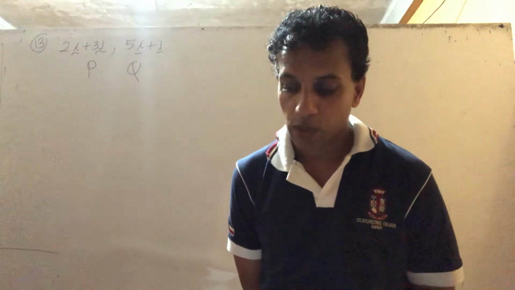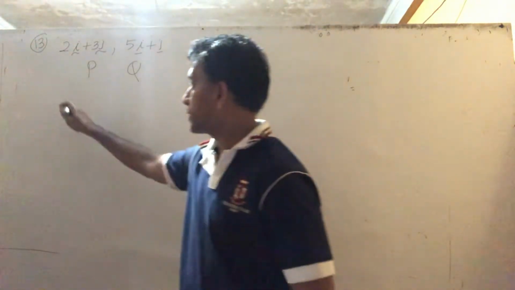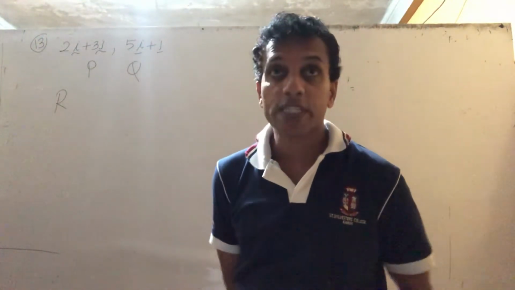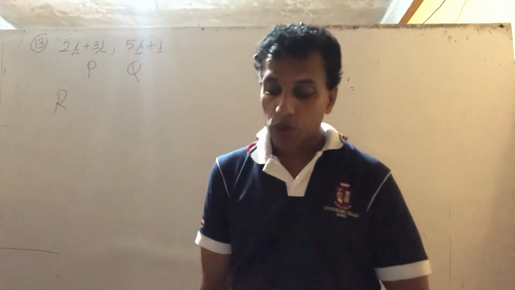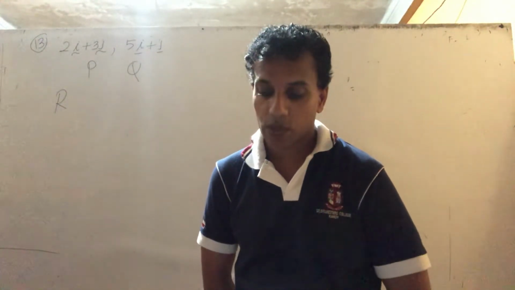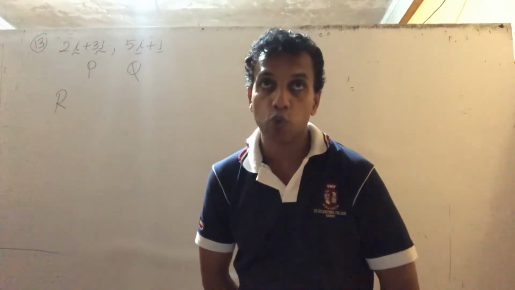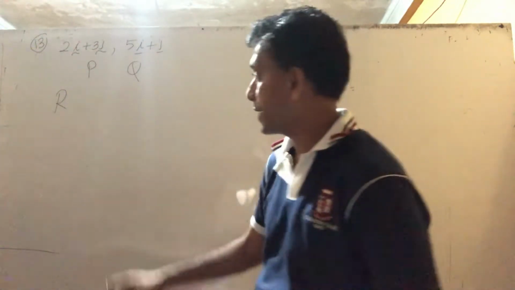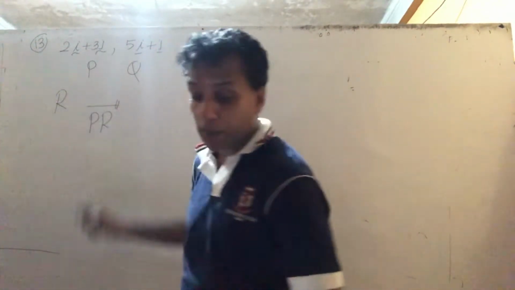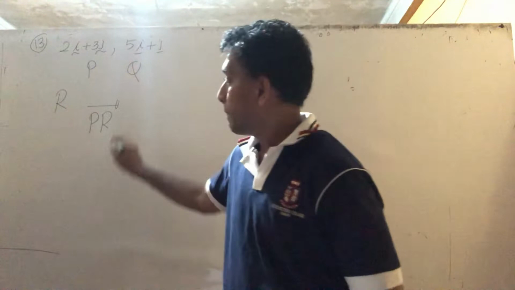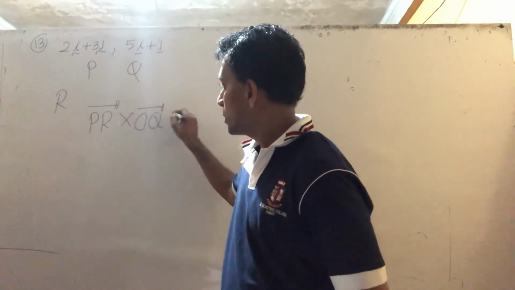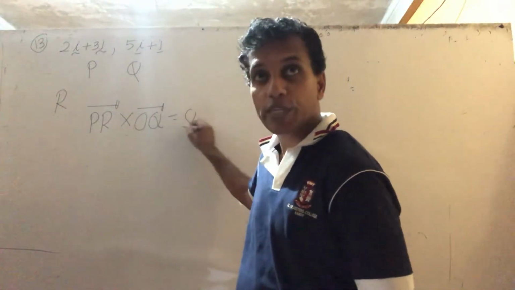Also, let R, capital letter R, be a point on the straight line through P such that vector PR multiple vector OQ, the vector product, equal to 0 vector.